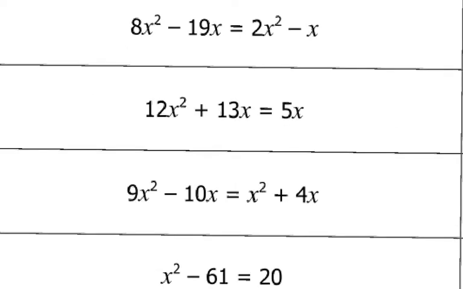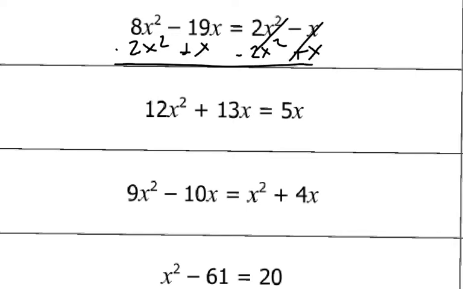For this next one, we've got a 2x squared, so we're going to subtract that. We're going to add x. So those go away. 8 minus 2 gives you 6x squared. 19 plus 1 gives you 18x.